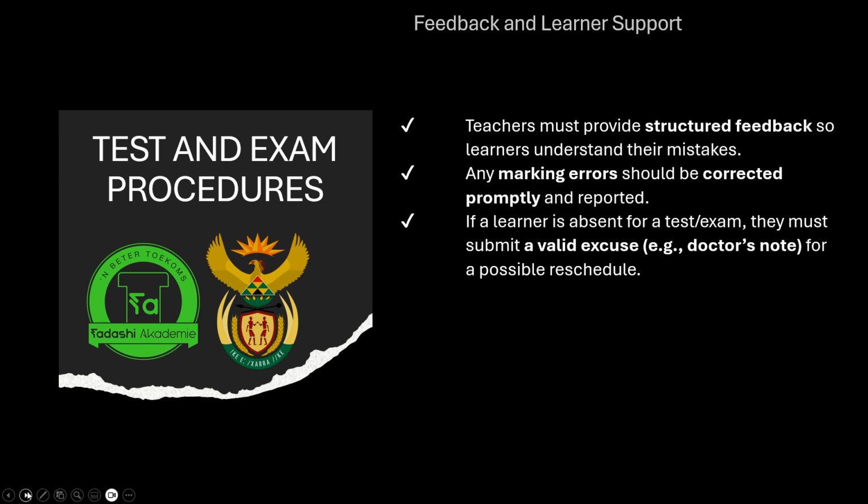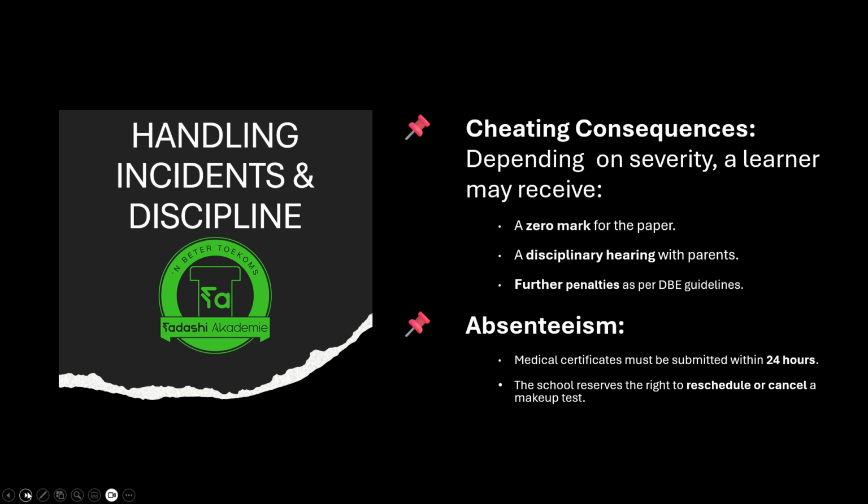Okay, and then handling incidents and discipline. So, what happens when a learner violates exam rules? Cheating consequences: depending on the severity, a learner may receive a 0 mark for the paper, a disciplinary hearing with parents, or further penalties as per DBE guidelines. That is not the route I would like to go. I would not want any of these to occur, but in the event that it does, I will not want it to get to this stage of the DBE getting involved.